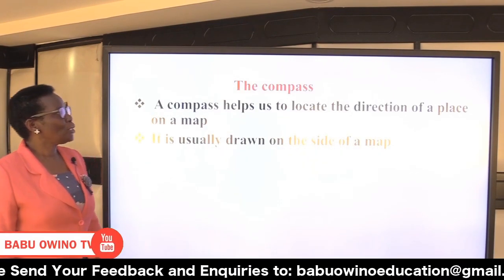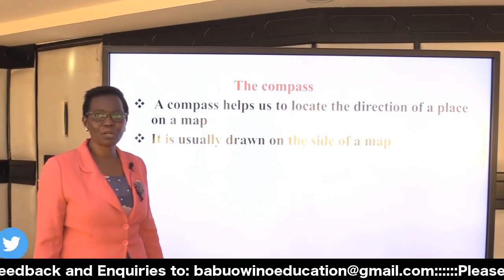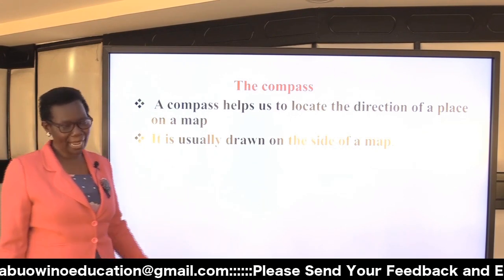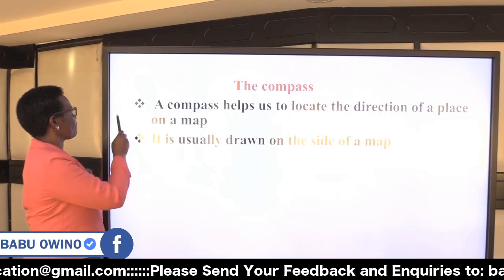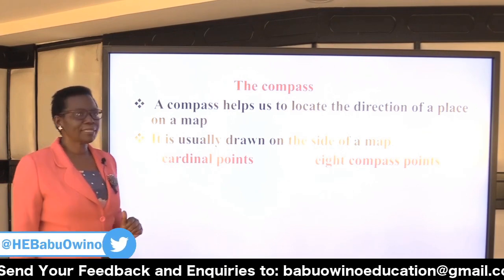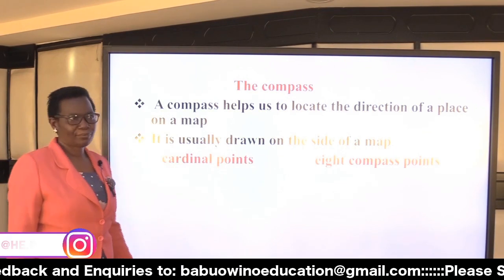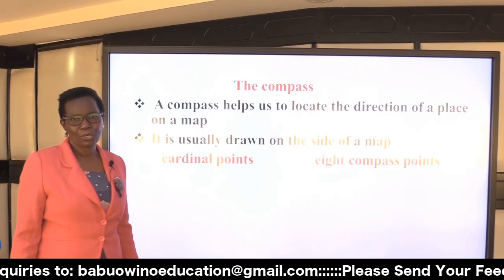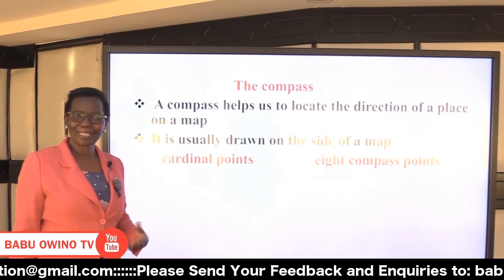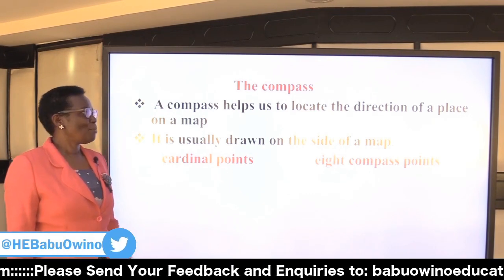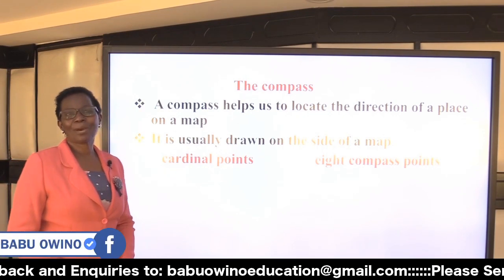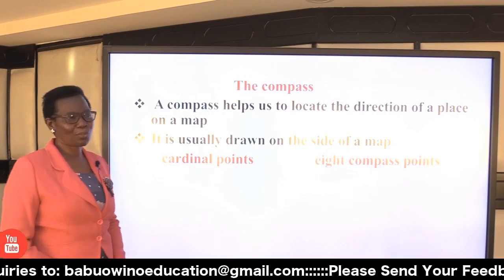The compass of the map will help us to locate the direction of a place, and it is usually drawn on the side of the map, just the way I've said earlier. We have the cardinal points and the 8 compass points. These cardinal points are 4. You've learned them before: the north, the east, the south, and the west. But we also have the 8 compass points, where the 4 cardinal points are further divided to come up with the 8.